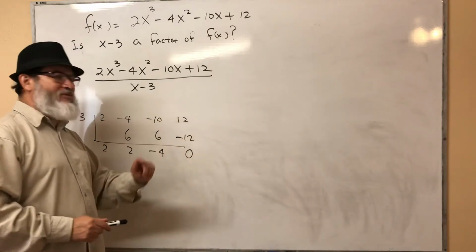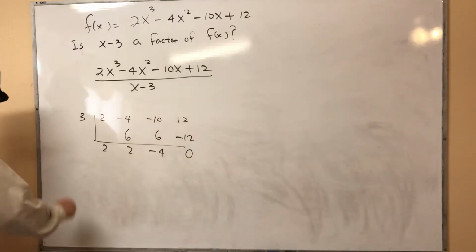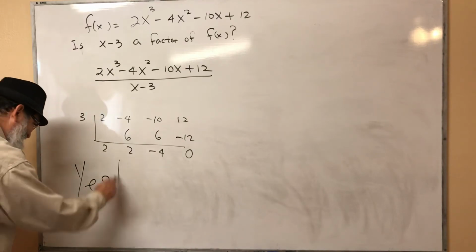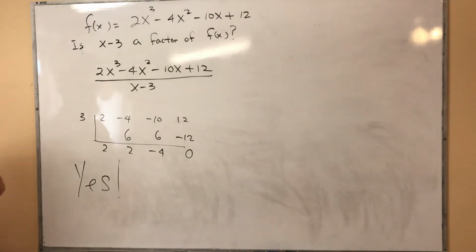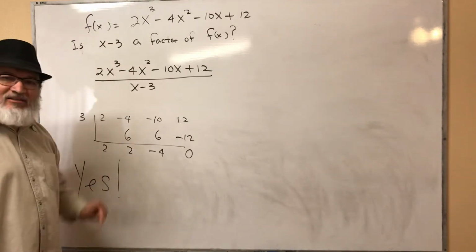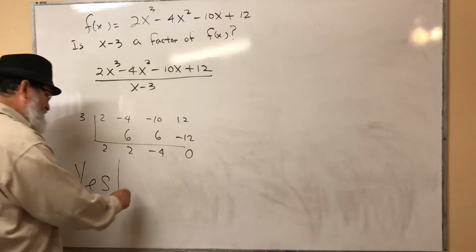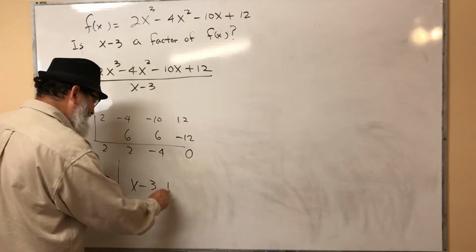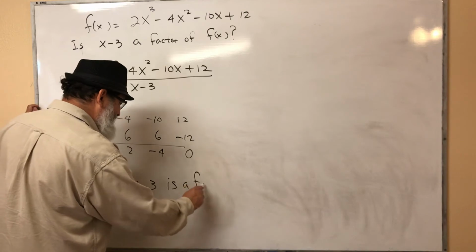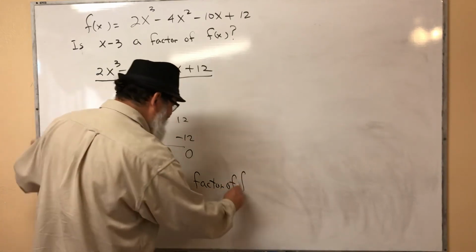Because we got a remainder of 0. Yes. It is a factor. x minus 3 is a factor of f of x.